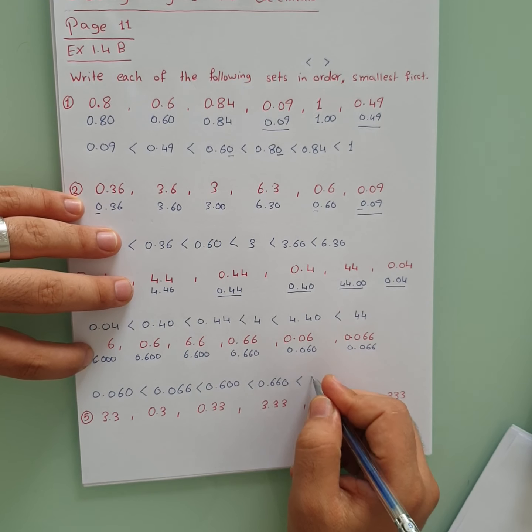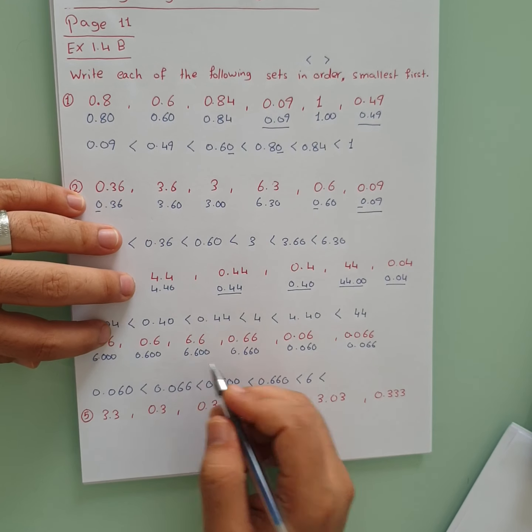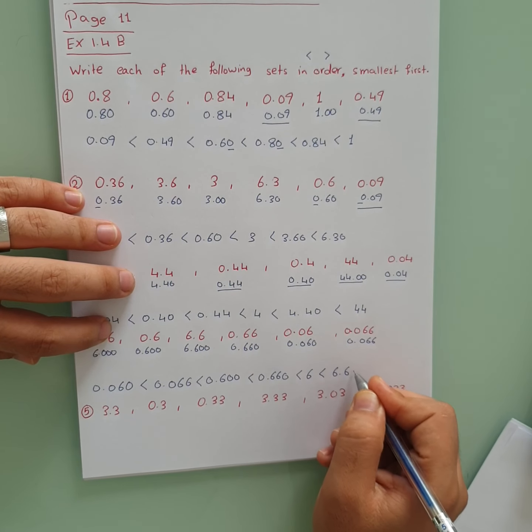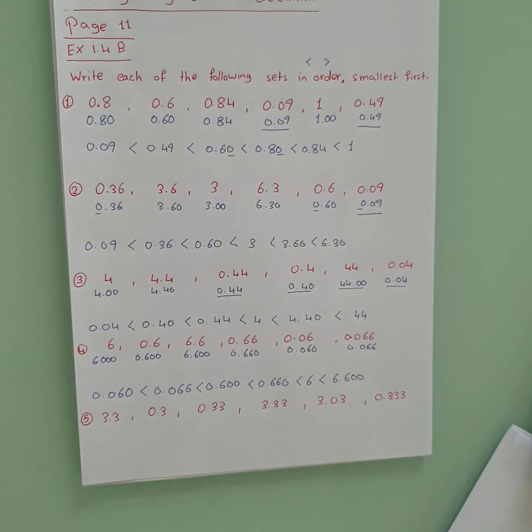6 is smaller, so it's going to be lower than 6. I will leave it alone. Lower than 6.600. Okay, that's how you answer the questions without getting confused. Really easy, really quick.